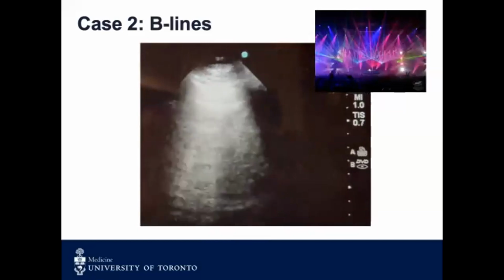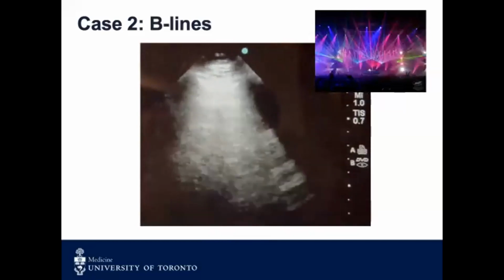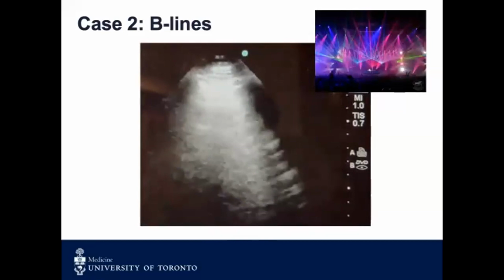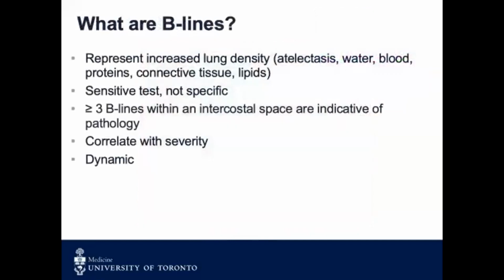And what you see is this. It's like a strobe light, similar to what you may have seen in a nightclub. These are called B-lines. So what are B-lines? B-lines are increased lung density. They can be really anything: atelectasis, consolidation, water, blood, proteins, lipids. They're very sensitive, but they're not specific. What's considered pathologic is greater than or equal to 3 B-lines within an intercostal space. They can correlate with severity, and we'll talk more about the future of that in terms of predicting what type of pattern they are.